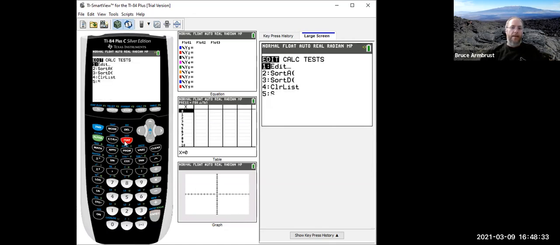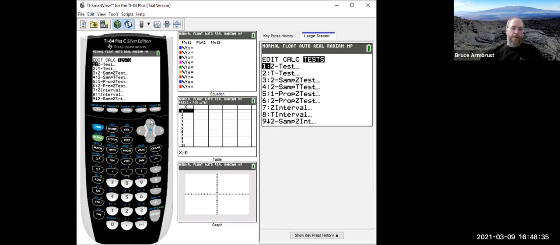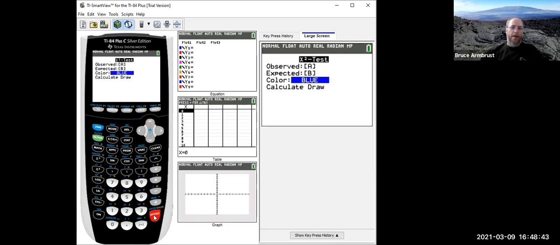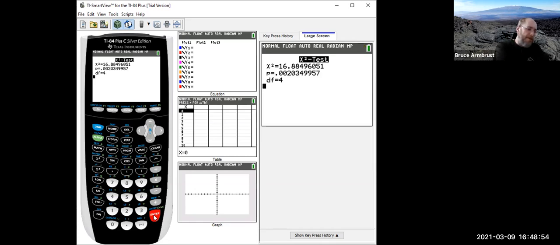So now we'll go stat, test, come up here to chi-square. Our observed is in A. They can put the expected in B for us. We'll go ahead and calculate. And there you go. So we've got chi-squared is 16.88496, and our p-value is 0.0020349. And again, hey, look, degree of freedom is 4.